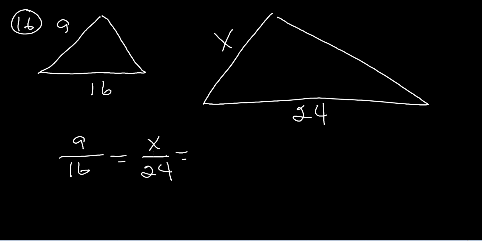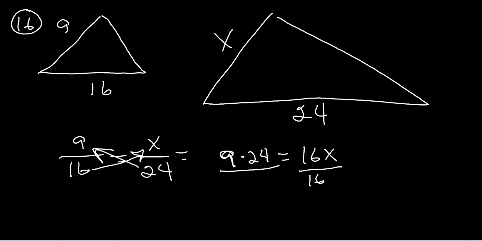Okay, so it's going to be 9 times 24 equals 16x. 16 times x. Okay, here's my 9 times 24 equals 16x. And now I'm going to divide both sides by 16. And this is why I don't want to multiply that together. I don't have to. So I know it's going to be x equals, and I'll simplify this.